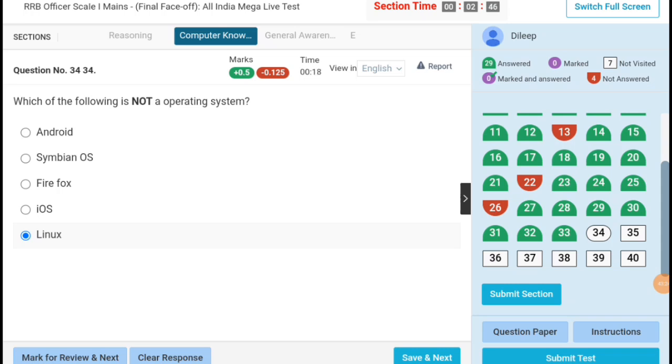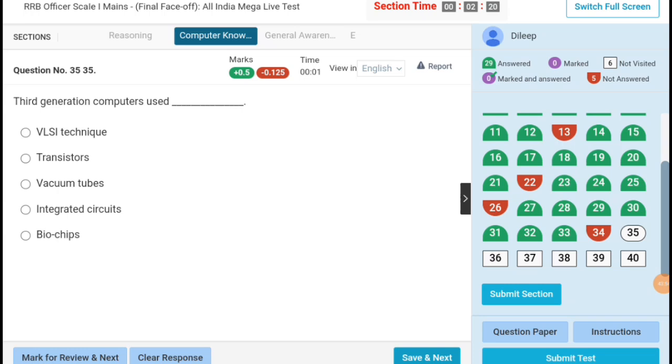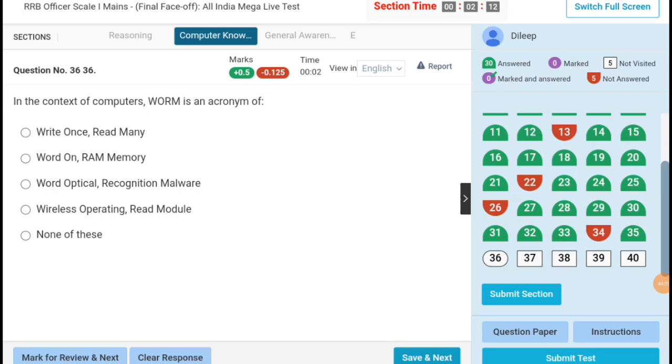Which of the following is not an operating system? Android, Symbian, OS, Linux. So Linux, and third generation is ICs, integrated circuits. In the context of computers, WORM is an acronym of write once, read many, I think.